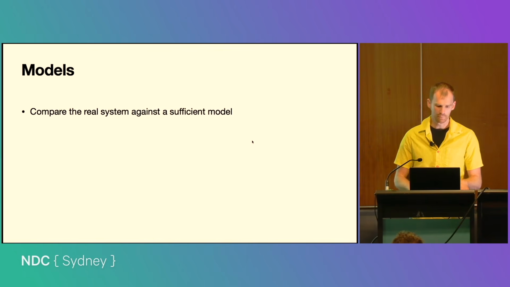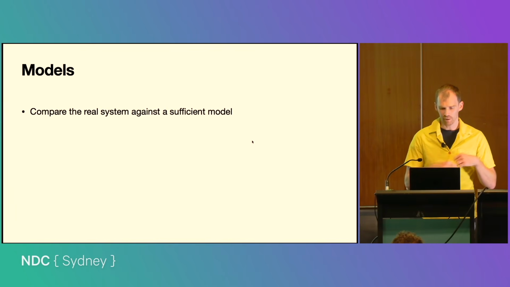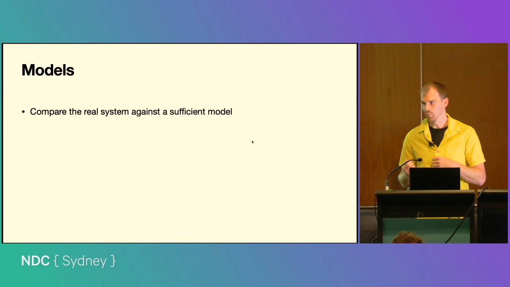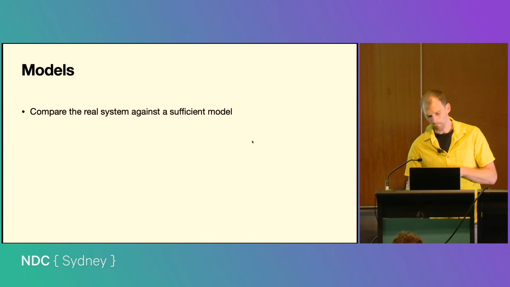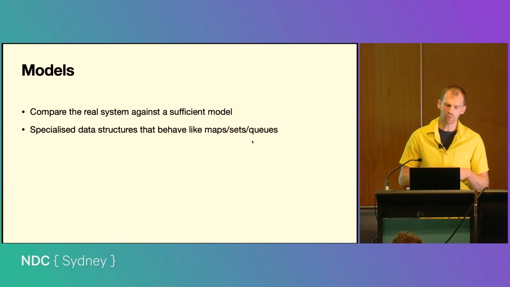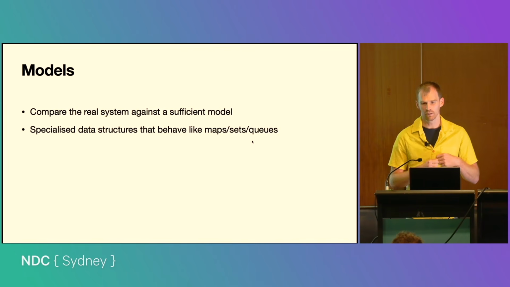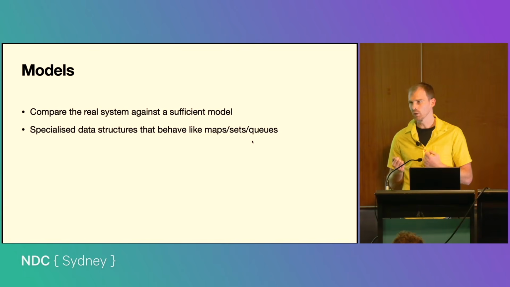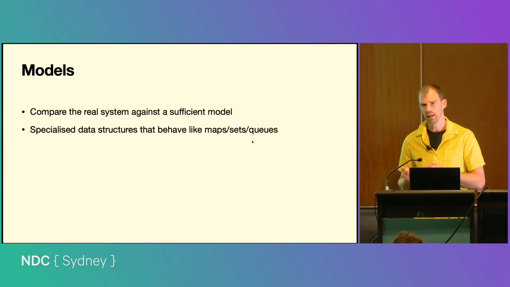So now let's talk about models. A model is where you compare your actual real McCoy system against the fake McCoy, the simplest possible model that demonstrates its behavior and is so simple that it couldn't possibly be wrong. So they're useful for specialized data structures where they tend to behave like a B tree or a queue or a set. There are robust, well understood implementations of those things that you can compare your data structure's behavior against.